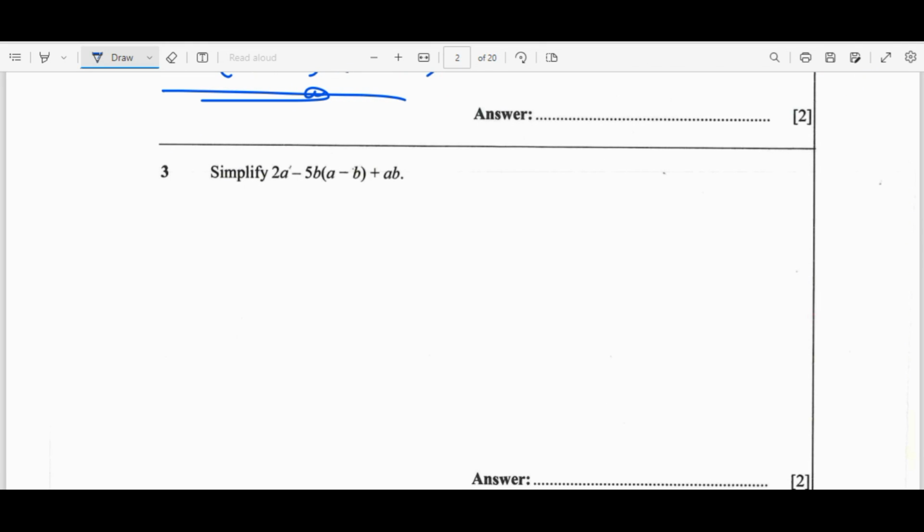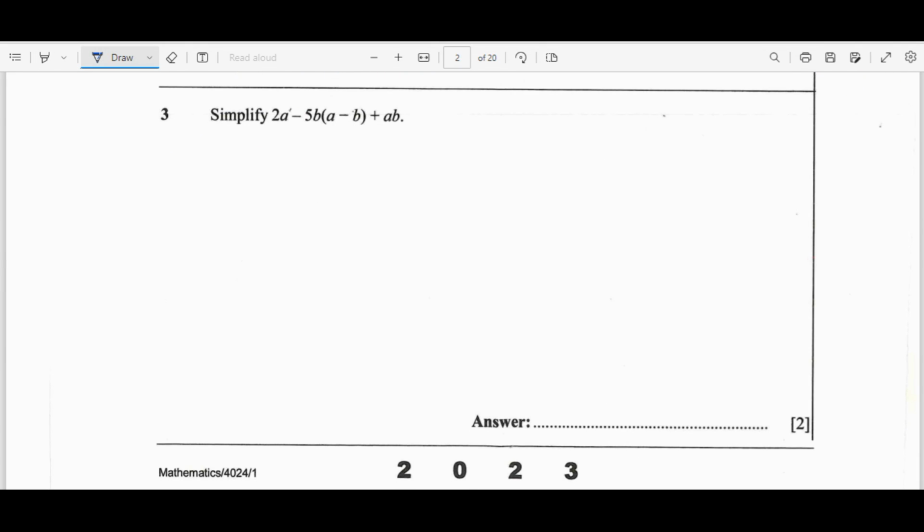We move on to question 3. Question 3 is about the algebraic expression where we are told to simplify 2a minus 5b open brackets b minus a, minus b plus ab. So the first expression is 2a. Then negative 5b is attached to a minus b in brackets, which simply means that we are going to expand by multiplying negative 5b with everything in the bracket.